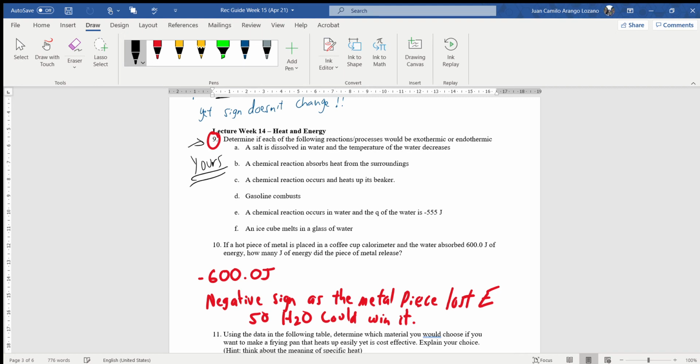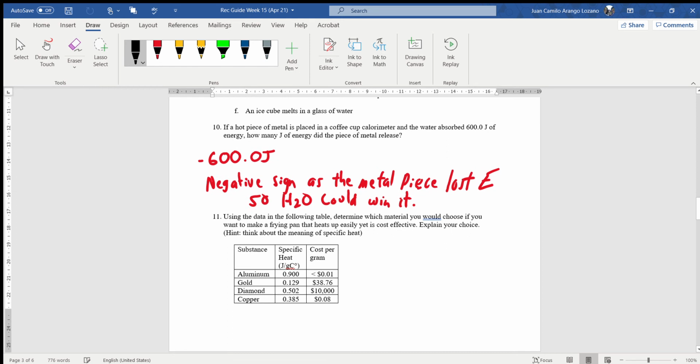Moving forward. Question number 10, if a hot piece of metal is placed in a coffee cup calorimeter and the water absorbed, in this case they are telling me 600.0 joules of energy, how many joules of energy did the piece of metal release? And this is a good question. If you think of it, they are telling me in this case that I have a piece of metal and that this piece of metal was placed in a coffee calorimeter just as the one you saw in the first video.